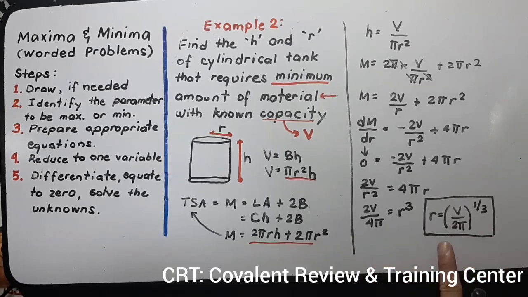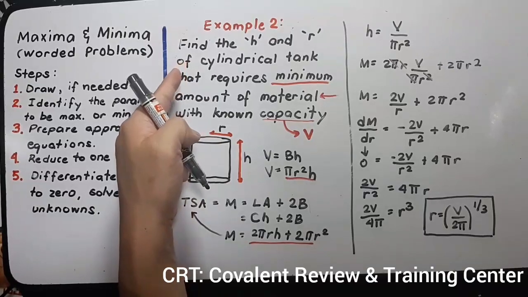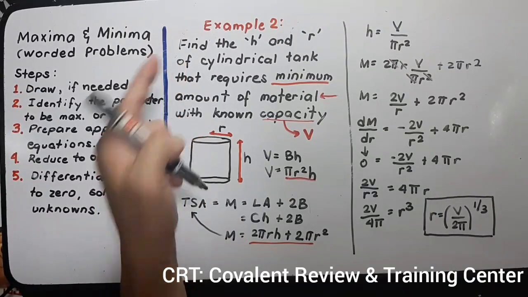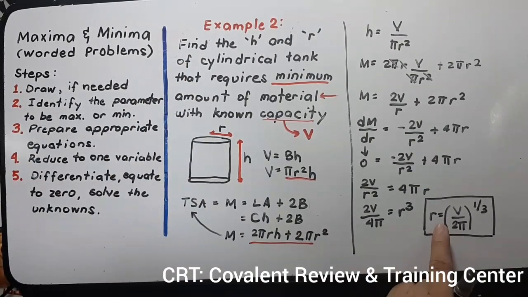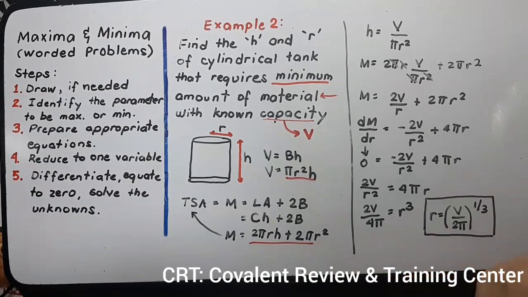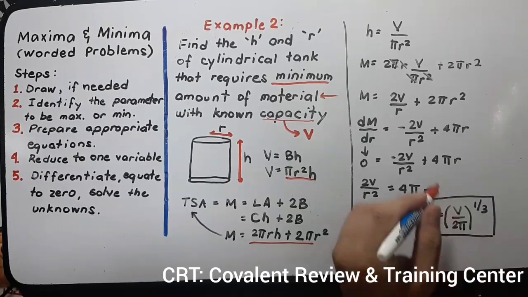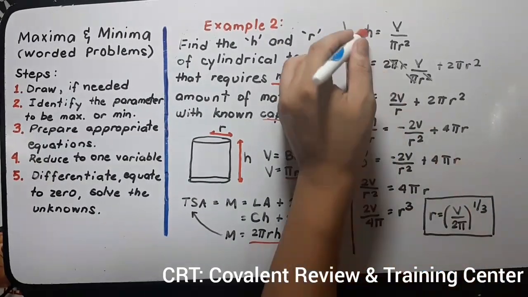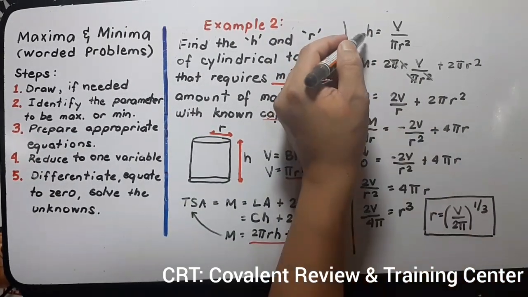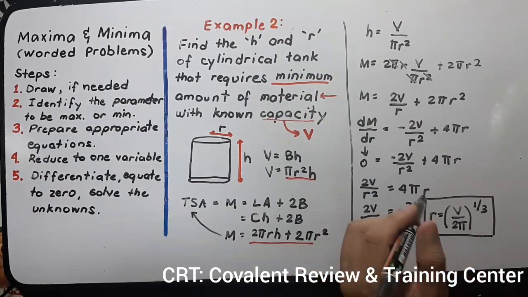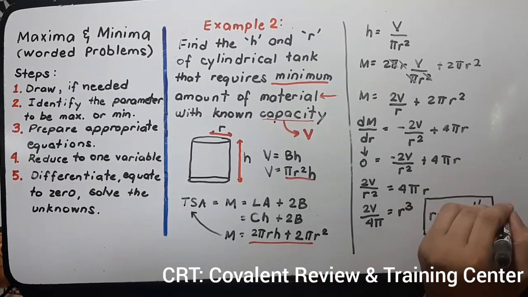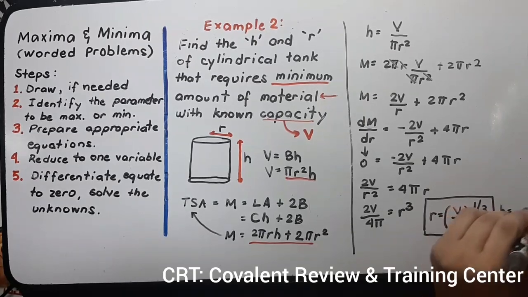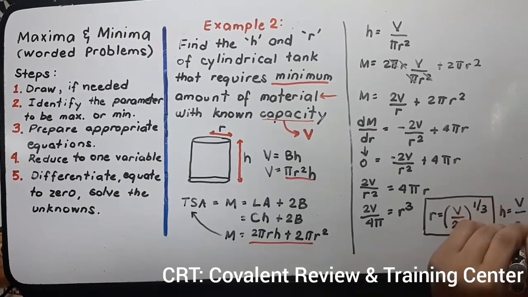So we can say that this can be used to solve the radius of this given scenario. So this is just only for the radius. How can we solve for the height? Height is given by this equation. So to solve for h, we're going to use this formula. So h here is simply v over pi r squared.